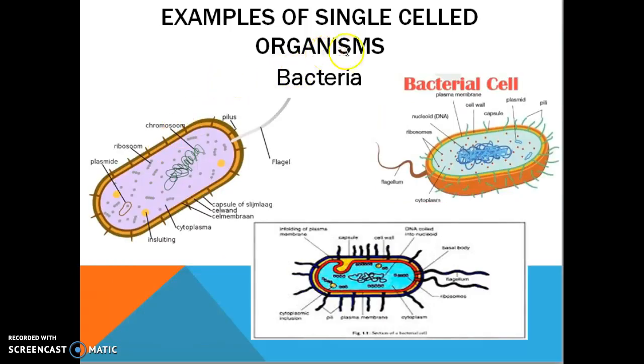Another example of a single-celled organism would be a bacteria. So that's like what can grow on your cheese if it goes bad. You can see here this would be the cell wall, and then each one of these individual little pieces would all play their part in that cell being able to provide for its own functions.